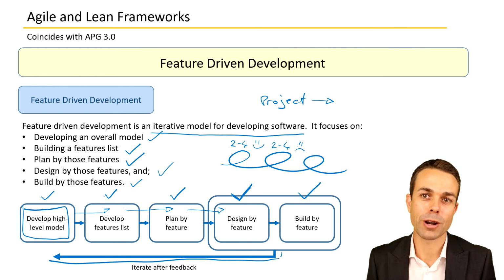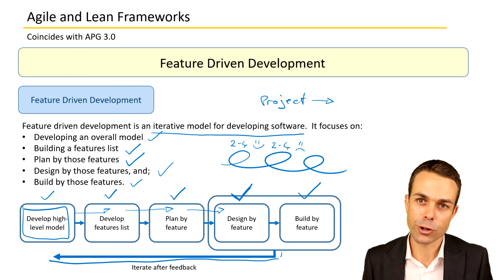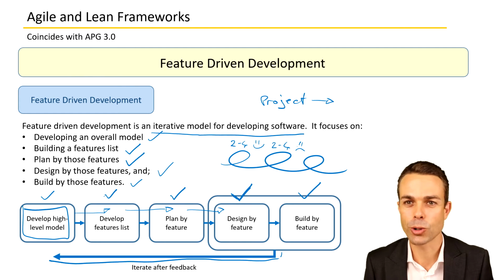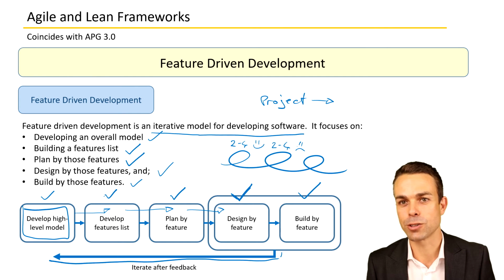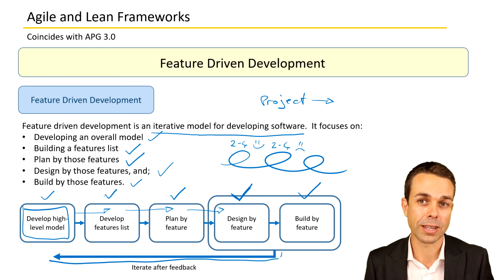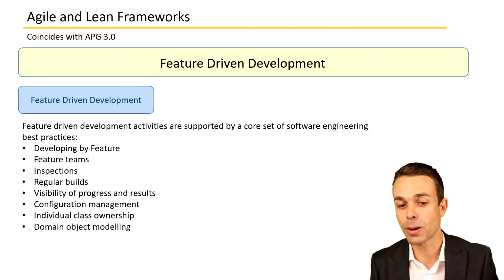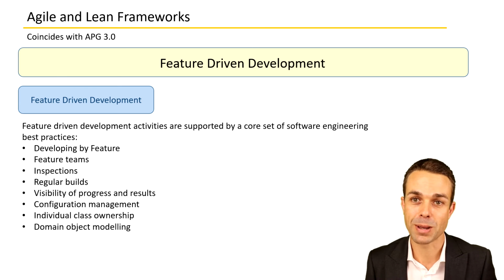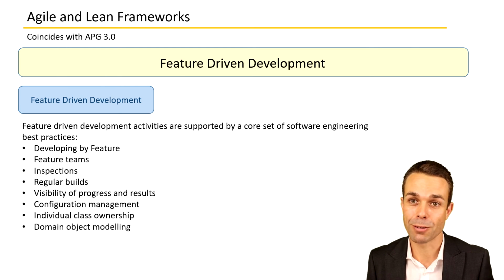This is a core framework of Agile because with feature-driven development, we're always developing increments or features to showcase to our customer. Everything is designed with showcasing that feature to a customer so they can tell us if it's what they expected or not, and we can adjust if we need to. The feature-driven development activities are supported by a core set of software engineering best practices as well, and these can apply to a product or a business side team if you like.